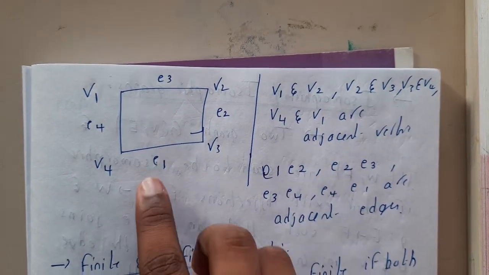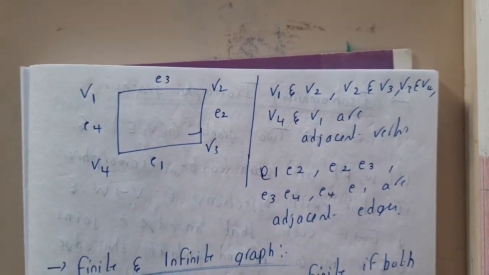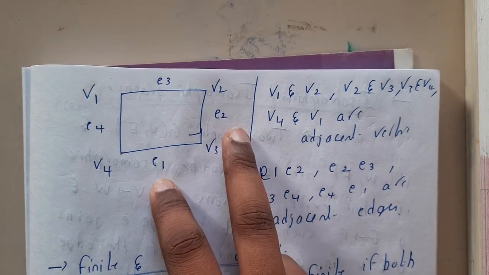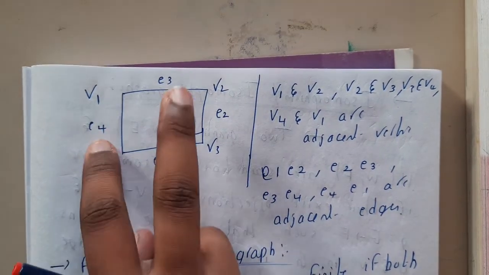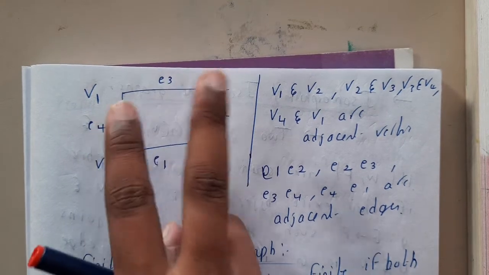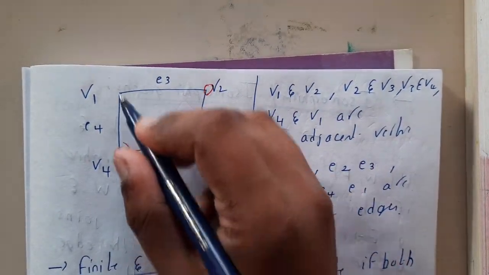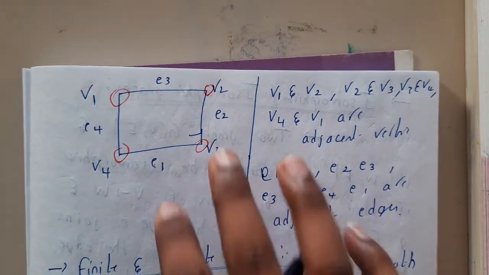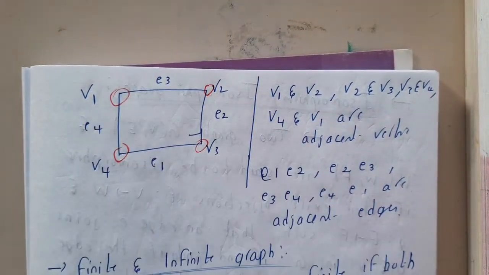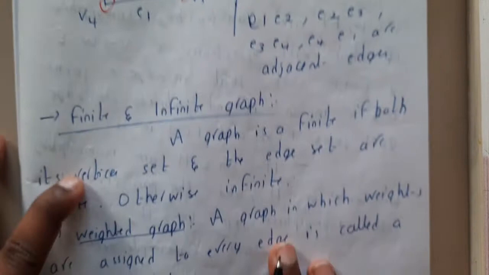So those are the adjacent vertices. Similarly, adjacent edges: E1 and E2 are adjacent, E1 and E4 are adjacent, E4 and E3 are adjacent, E3 and E2. Guys, I'm just saying by observing only. These are the four common vertices which we are having, so both the pairs. That's it. Okay, so let us continue.